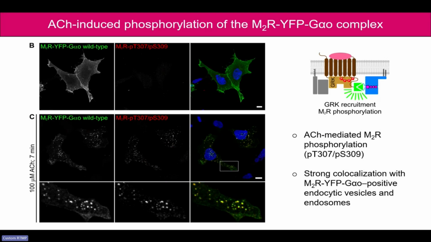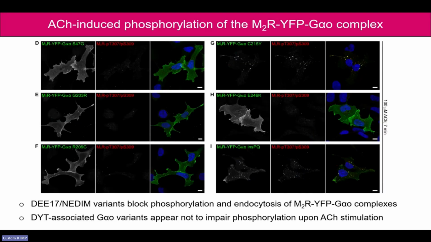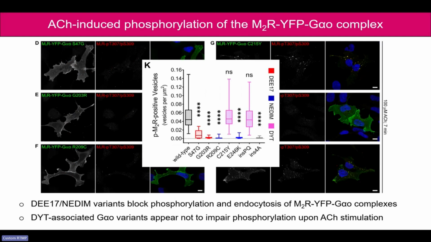Now, what happened with the mutants? As you can expect, only the mutants associated with the mild phenotype, the dystonia mutants, produce vesicles that are phosphorylated, whereas all the other mutants have very, very low levels of signal with the phospho antibody. And that is what we quantify.